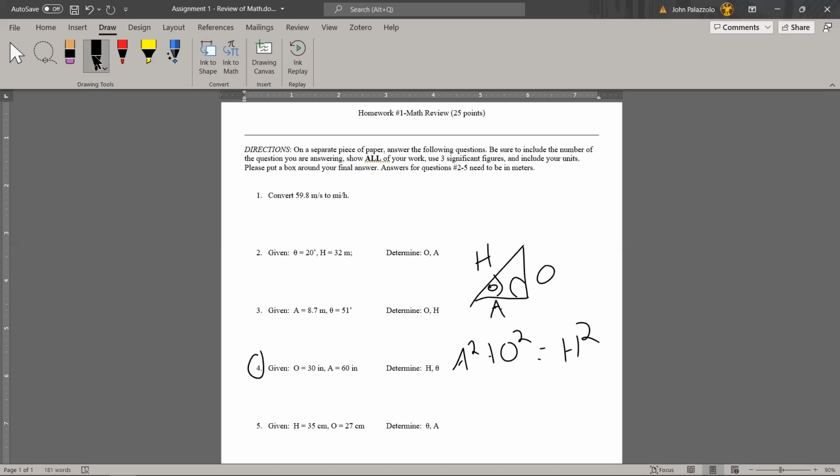Now, if you're looking at 4, well, you've got everything you need. You've got your 2 variables to solve for H. Then eventually you're going to need to solve for the angle. This is where it gets a bit tricky.